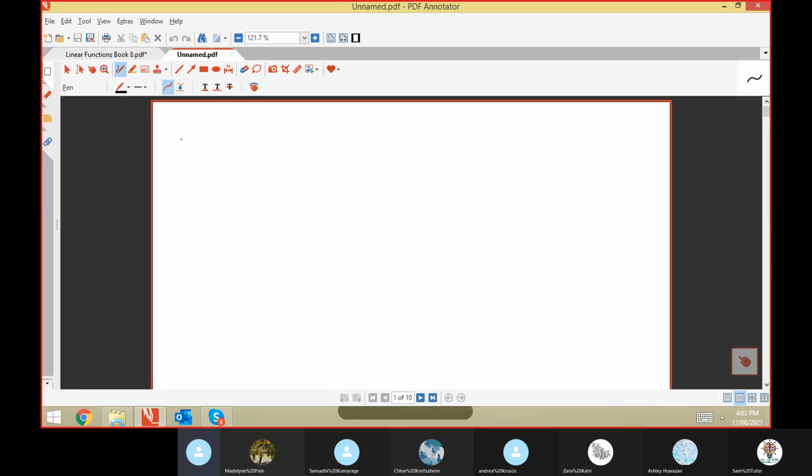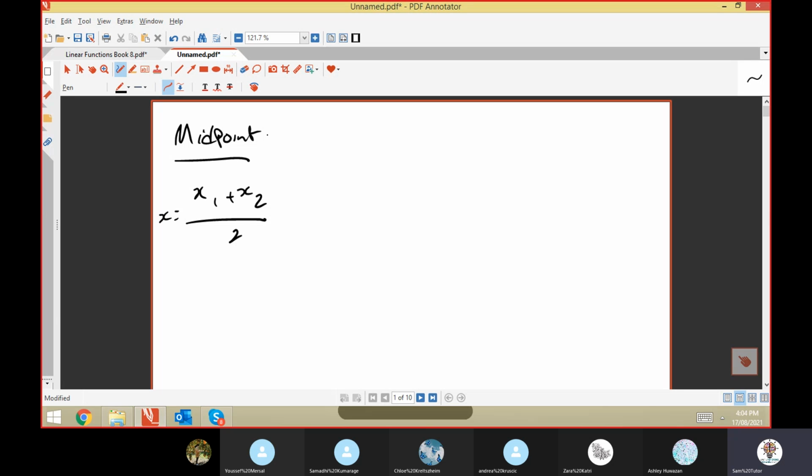Isn't it x1 plus x2 divided by 2? That's for the x coordinate of your midpoint, right? Because it's a point, so it's technically an x and a y. So that's the x value, and then what would be your y value? It'll be the same thing, but just with y's.